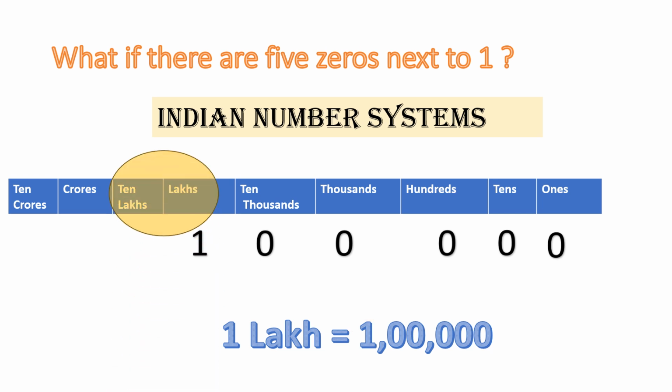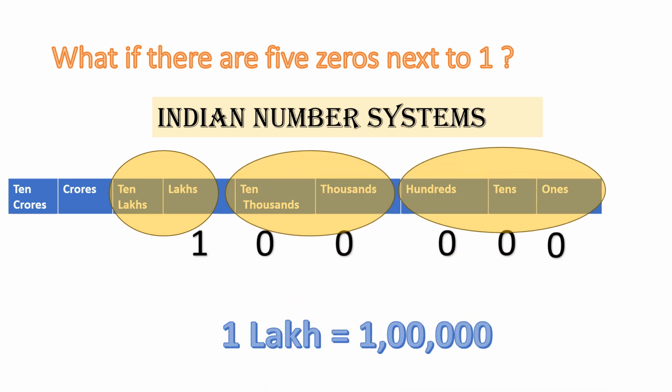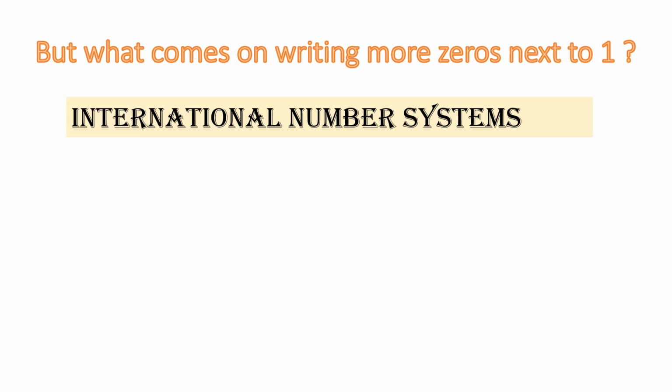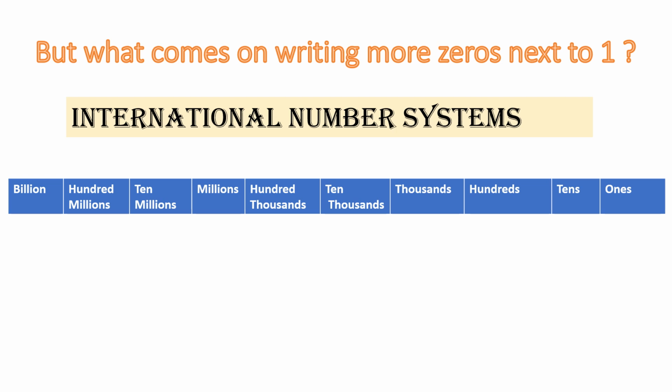Now let's go to our next slide. Before that, let's see what are the groupings. Alright, fine. Now if we try to write the same thing in the international number system, let's first see how the international number system works. So there is ones, tens, hundreds, thousands, 10,000s as it is, but after 10,000, it's not lakhs, it is 100,000. After 100,000, it is millions, then 10 millions, 100 millions, and then there is billions.